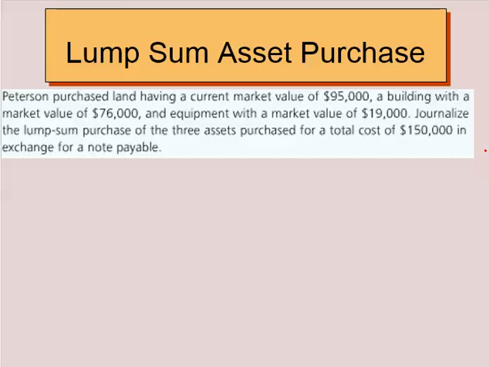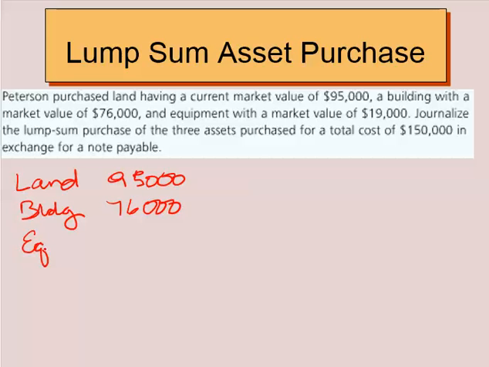So the first thing we're going to do is go ahead and list those out. So we have land, and it says its market value is $95,000. Then we have a building for $76,000 and equipment for $19,000. So we're going to add all three of those together. Alright, that looks like $190,000 total. So we're going to now have to figure out what percentage each one of those is.